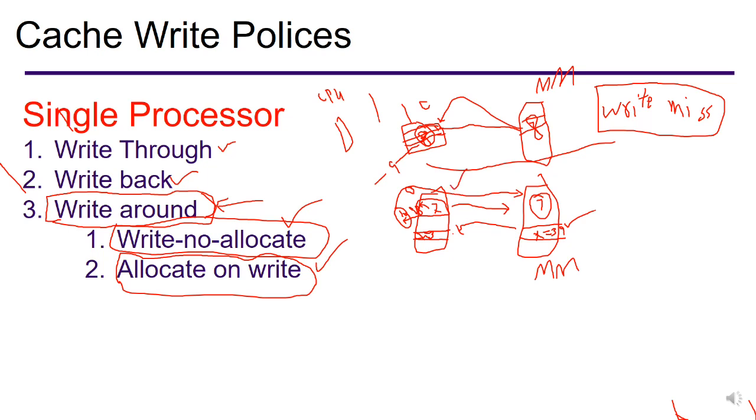Then write around is about the writing only. If I want to write some data to some line number in the main memory and the line number does not exist in the cache, the write around directly takes place at the main memory. If it also sends a copy to the cache, this is called allocate on write. Otherwise it is called write-no-allocate.